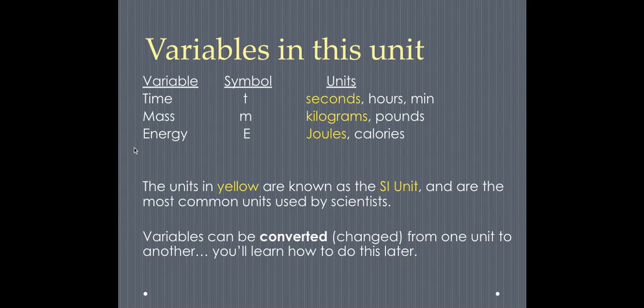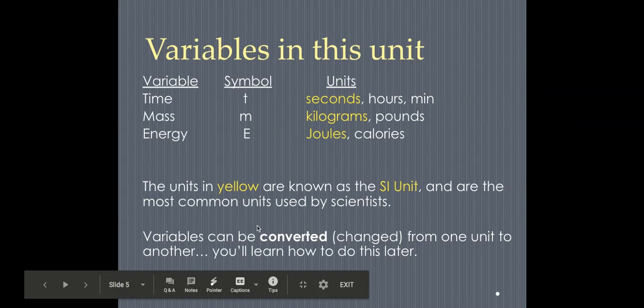Now, I mentioned those yellow words up there, the units like seconds, kilograms, and joules. These are actually called SI units. They're basically the scientific units that all scientists across the world have generally agreed to all use so that we don't have to convert between one type of unit and another. And I'll be showing you guys some examples of how to do that too.